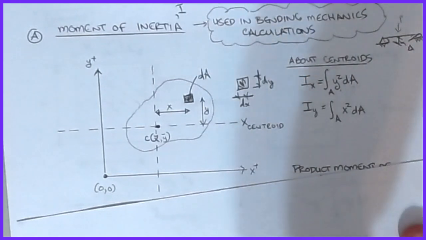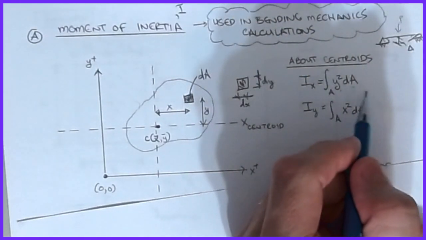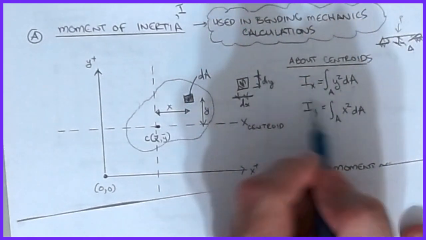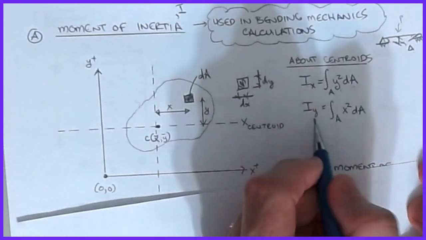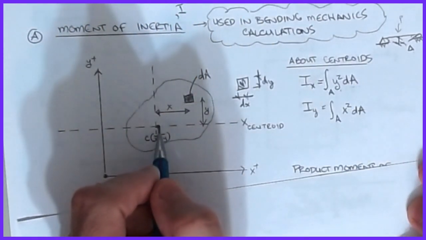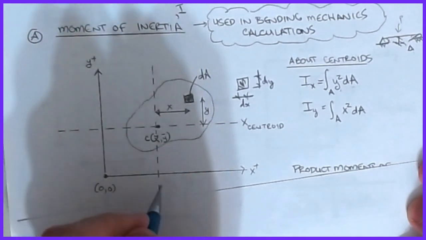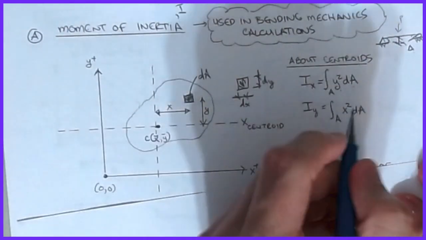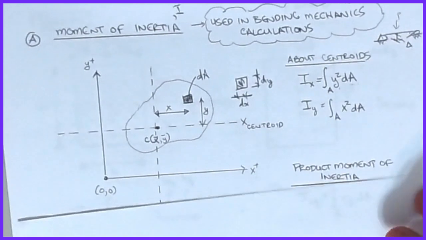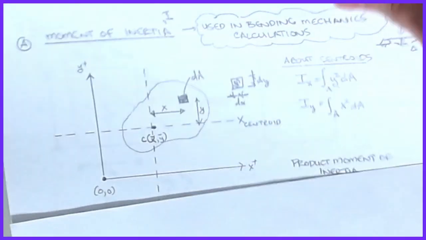That's kind of like a moment. Instead of forces, we're using areas. So that's why this calculation is called the second moment of area. The Iy then is the moment of inertia about the y centroidal axis, and it uses x squared times dA. So those are the two major ones that we have.